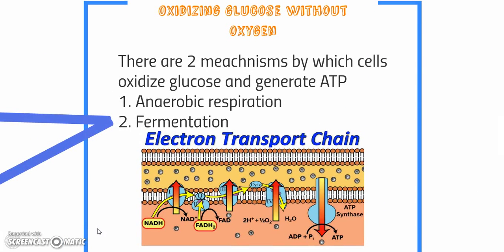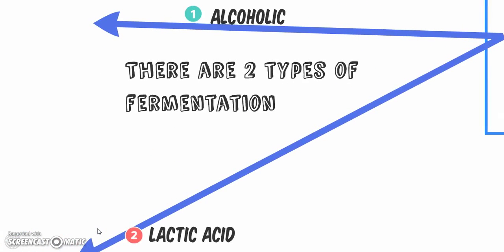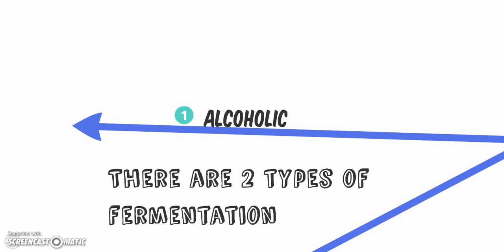So there are 2 general mechanisms by which cells oxidize organic fuel and generate ATP without the use of oxygen, and that is anaerobic respiration and fermentation. The distinction between the 2 is that anaerobic respiration has an electron transport chain and only takes place in certain prokaryotic organisms that live in environments without oxygen. So there are 2 types of fermentation, one alcoholic.